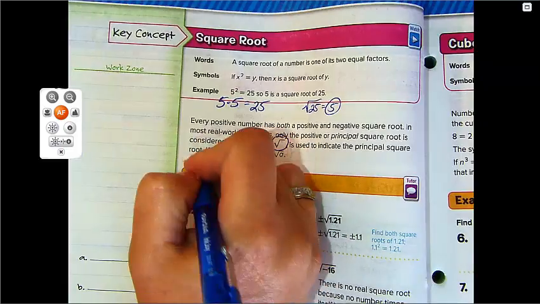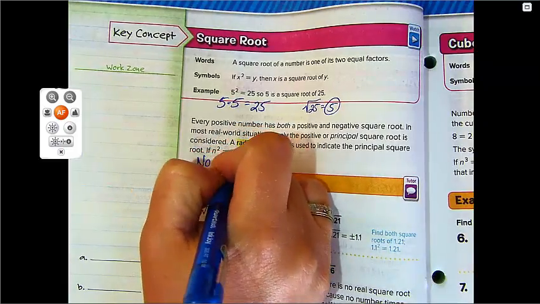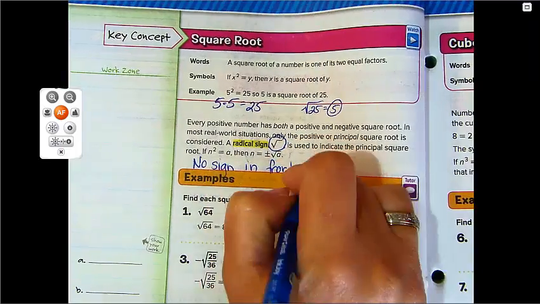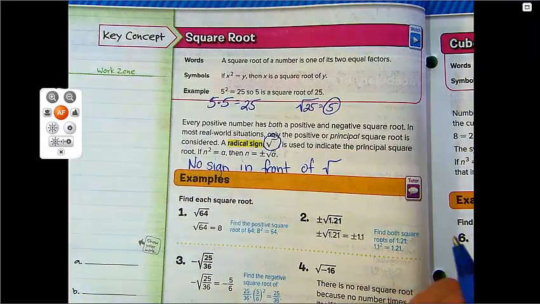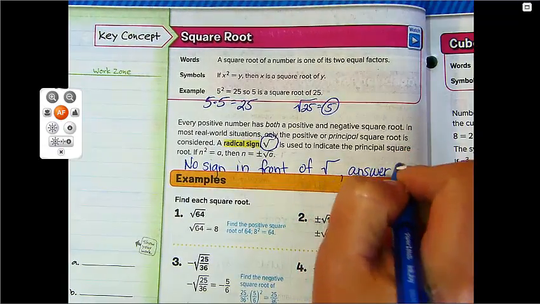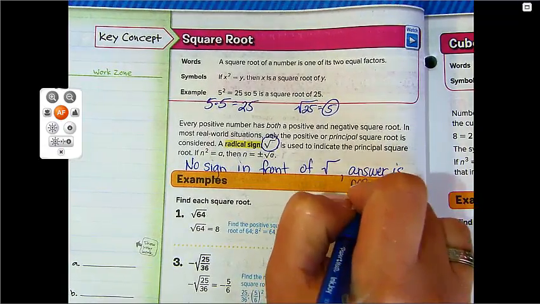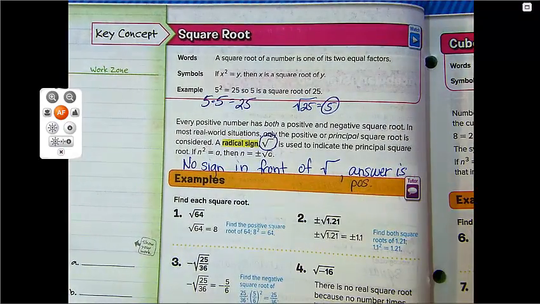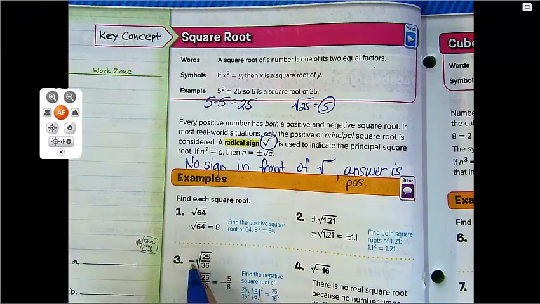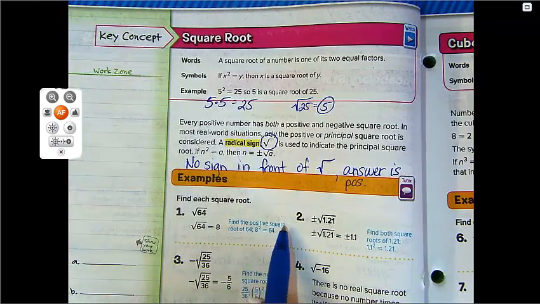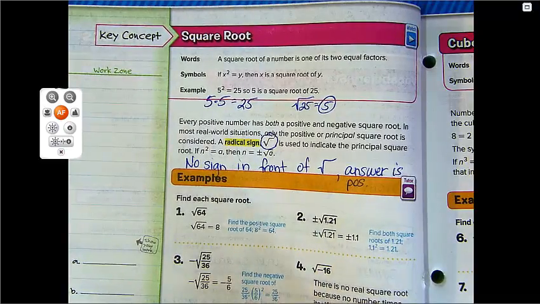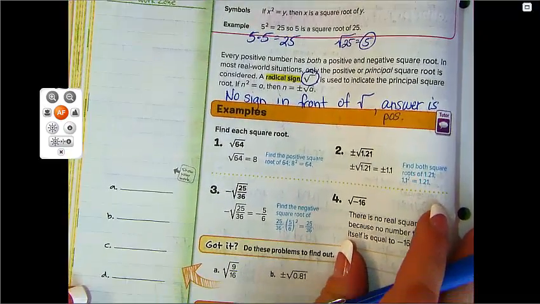So my square root can be either positive or negative. If there's no sign in front of the radical, then your answer is positive. Okay? If there's a negative in front of your radical sign, like on this one, then your answer is negative. If there's a positive and negative sign in front of your radical, then they want both answers. Okay? So let's look at number 1.